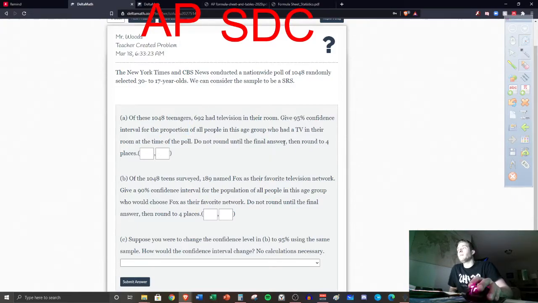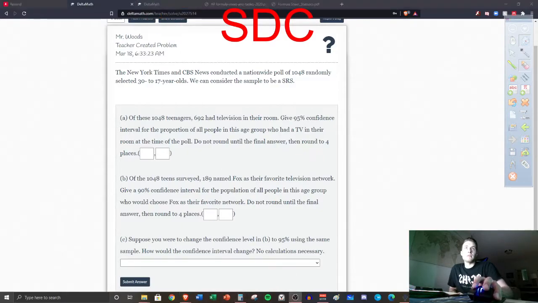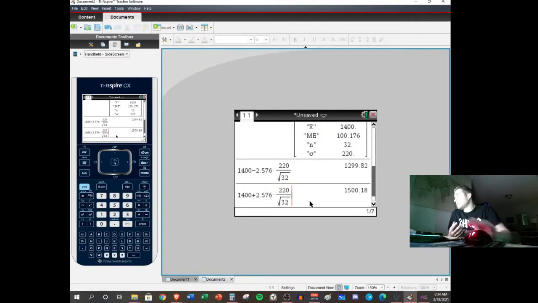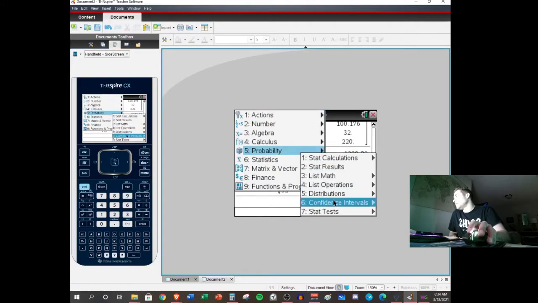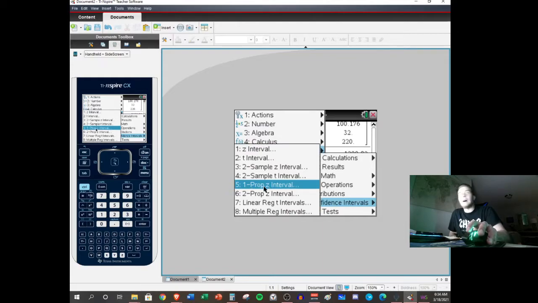Proportion of all people in this age group who had a TV in their room at the time of the poll. Do not round the final answer. Okay, so right away, let's go ahead and talk about these proportions. Let's do dual credit students. So we're just talking to y'all. As soon as you see proportions, automatically in your calculator, there is really only one option, and it's this one, number 5, right? One proportion Z interval. That's all we need.